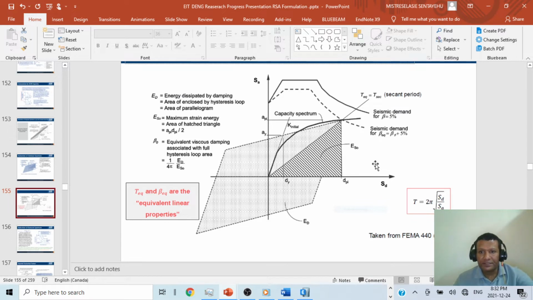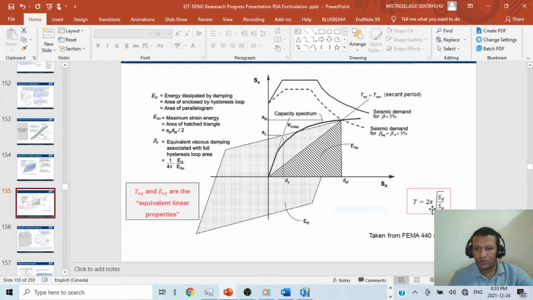As you can see, this was the original seismic demand at 5%. This is our demand curve. The reduced one, as you can see here, is the seismic demand for B equivalent, B0 plus 5%, as we have seen. So we will reduce it, apply the capacity spectrum, and find the performance point. This is the second period.